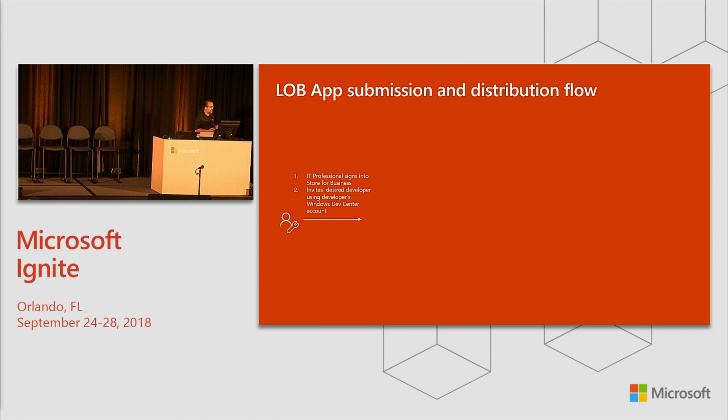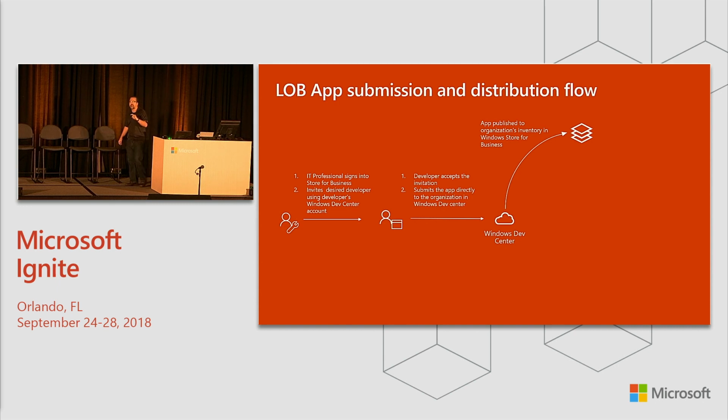And what happens then is the IT pro will sign into the store for business and will invite your organization's developer using a developer's Windows Dev account. And the developer will accept the invitation, submit the app directly to the org in the Windows Developer Center. The app is then published to the organization's inventory in Windows Store for Business. It will take some time, though, because we vet line of business applications the same way we vet publicly available commercial applications.